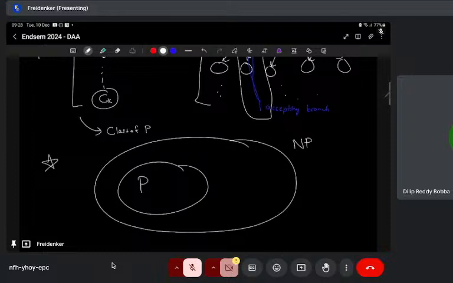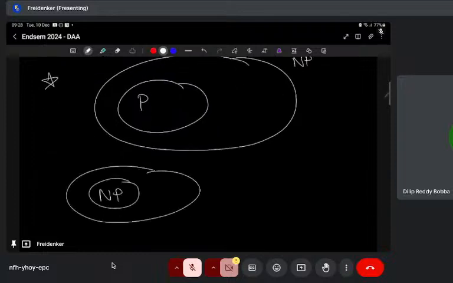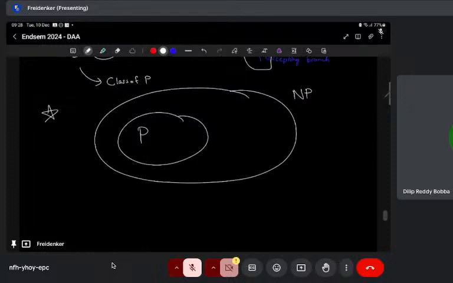Why is it the case? Because if P is going to be big, if the diagram looks something like this, it means you'll have to find a problem that is in P but not in NP, which doesn't seem intuitive to us, right? Because P is using a deterministic Turing machine and solving a problem in polynomial time. NP is using a non-deterministic Turing machine and solving a problem in polynomial time. So it would only make sense that NP is on the outside and P is on the inside.